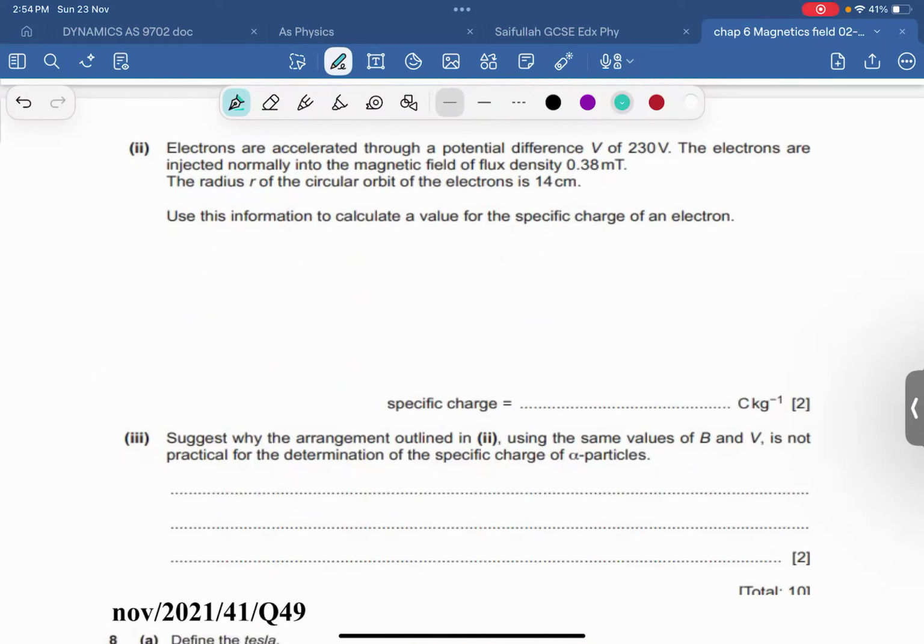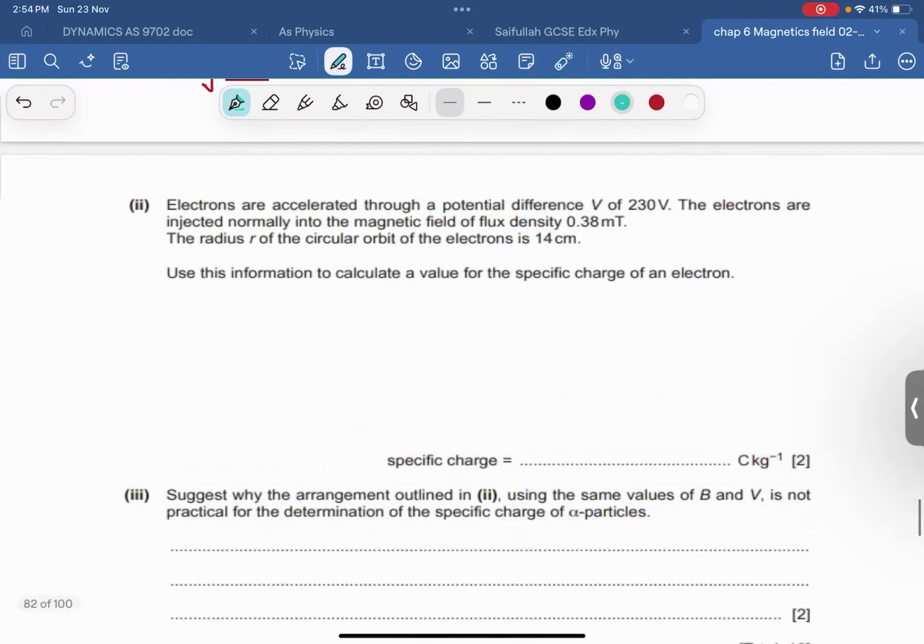So they are saying the electrons are accelerated through the potential difference of 230. The electrons are injected normally, which means perpendicularly, into the magnetic field of flux density 0.38 millitesla. The radius of the circular orbit is this much. Use the information to find the specific charge to mass ratio. So we have Q over M as the specific charge to mass ratio.